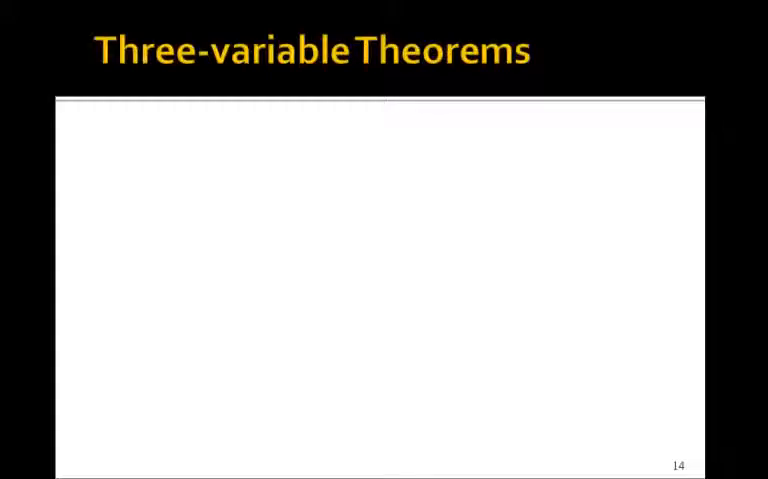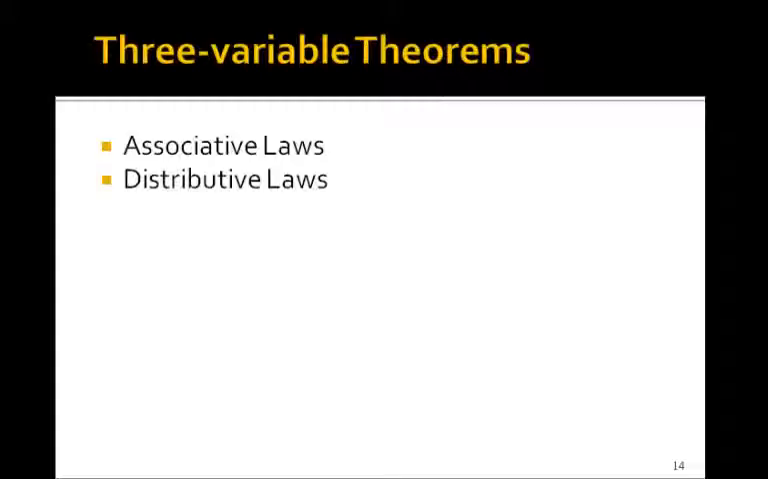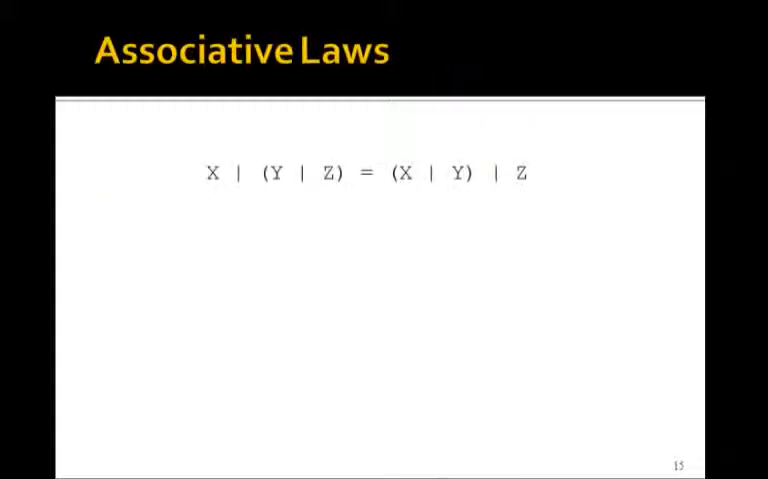Okay, let's look at three variable theorems. There are associative laws, distributive laws. Look at the associative laws. This means that it doesn't matter where the parentheses is. X or y or z is equal to x or y or z. The dual, of course, is x and y and z equals x and y and z. So again, it doesn't matter which one you do first.